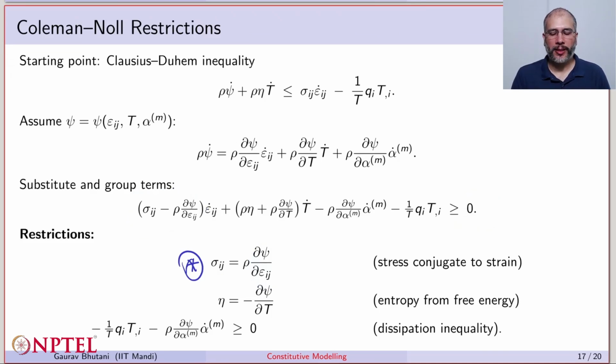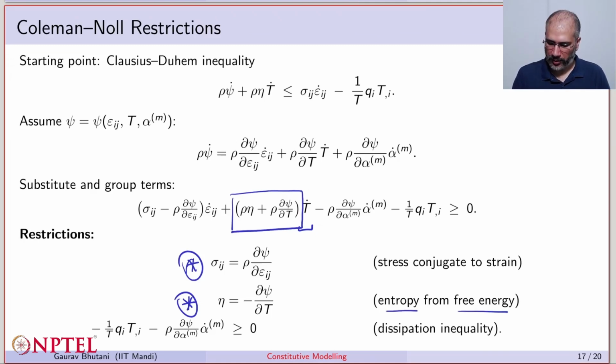Now, with a very similar idea, we can make T dot very small, so that may result in the left hand side becoming smaller than 0. So to ensure that this inequality is always satisfied, we have to make sure that the coefficient of this T dot is equal to 0 identically. That results in the second restriction, which gives us the relationship between entropy and free energy.